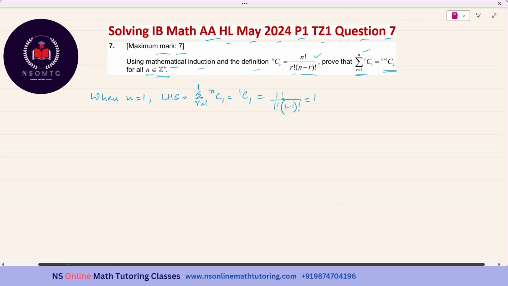Okay, so the left hand side is 1, right hand side is equal to 1 plus 1 C2, equal to 2C2, is equal to 2 factorial over 2 factorial times 2 minus 2 factorial, which is 0 factorial, that is 1. And 2 factorial and 2 factorial, these two will be getting cancelled. So this is also equal to 1. Therefore, left hand side equal to right hand side, hence true when n equal to 1.